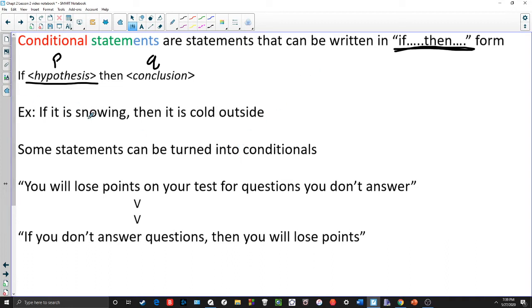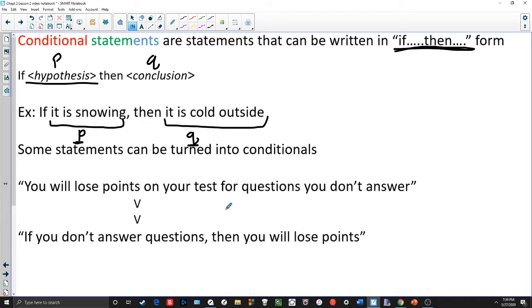So if it is snowing, then it is cold outside. This is a conditional statement. It's saying that if it's snowing, so this is the condition, I guess you could say, if the condition of snowing is met, then it is cold outside would be the conclusion that we assume is going to be reached. So it is snowing would be my P, then it is cold outside would be my Q. So if this is true, then I'm concluding that this has to be true.